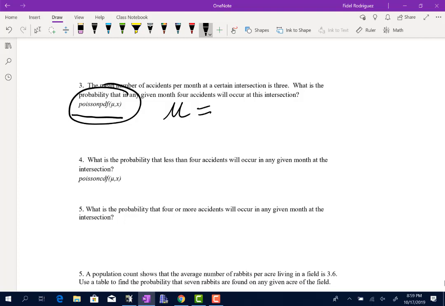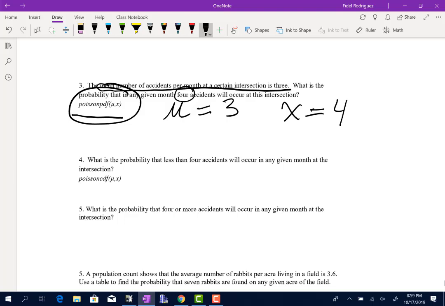It tells me right here, the mean number of accidents is 3. You got to read, my friends, okay? All right. Now, what is the probability that in any given month, how many accidents are going to occur? All you got to do is read, my friends, okay?